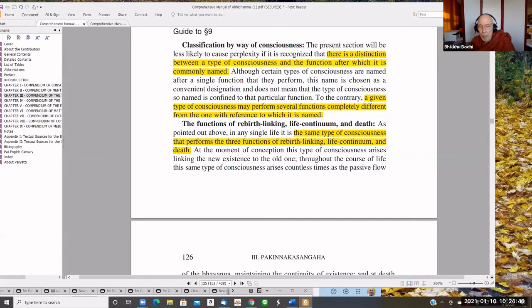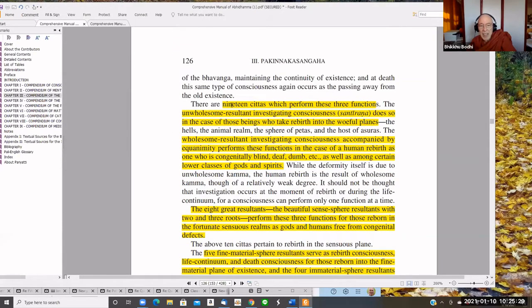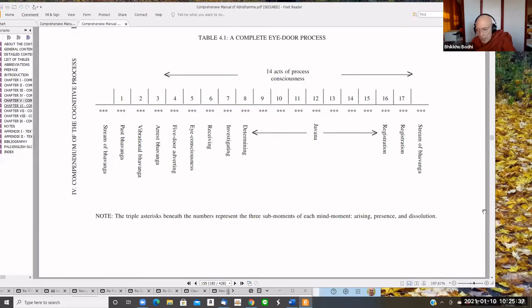Okay, so now we come to the functions of rebirth, bhavanga, and death. In any single life, it's the same type of consciousness that performs these three functions. So in my life, it's the same type of citta that performed the function of rebirth that's now performing the function of bhavanga, and at death will perform the function of death. For each one of you, you have your own particular type of citta performing these three functions. And it is said that there are 19 cittas which perform these three functions. And to help refresh, let us try to find the table of cittas.